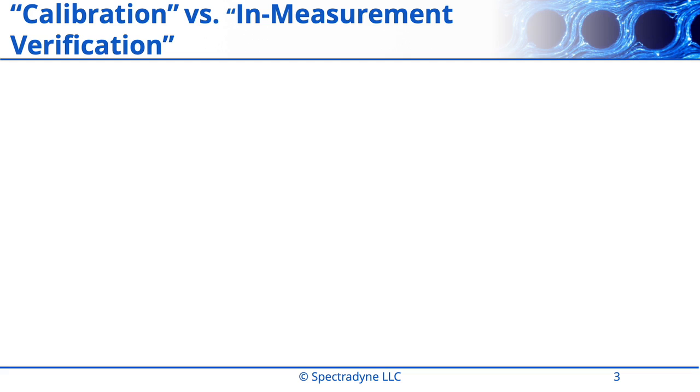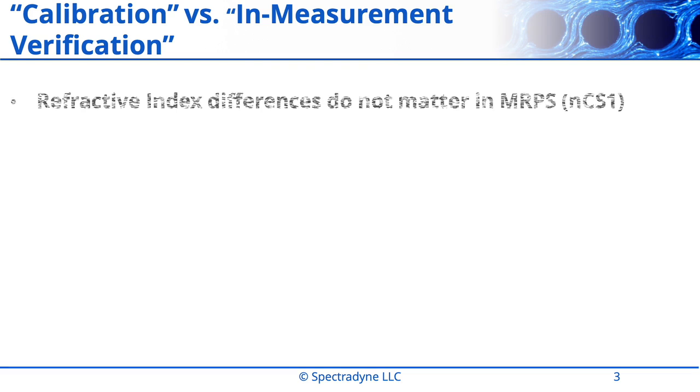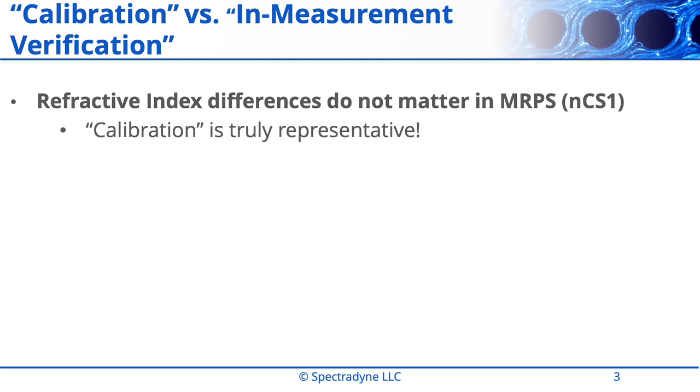The good news for Spectrodyne and our customers is that refractive indexes make no difference in measured signals in an MRPS system like the NCS1 because the measurement is electrical and entirely independent of the particle material properties or shape. That means, in the case of the NCS1, that the calibration is truly representative of the system performance on any particle type, which is something you cannot say for light scattering based systems like NTA and DLS.